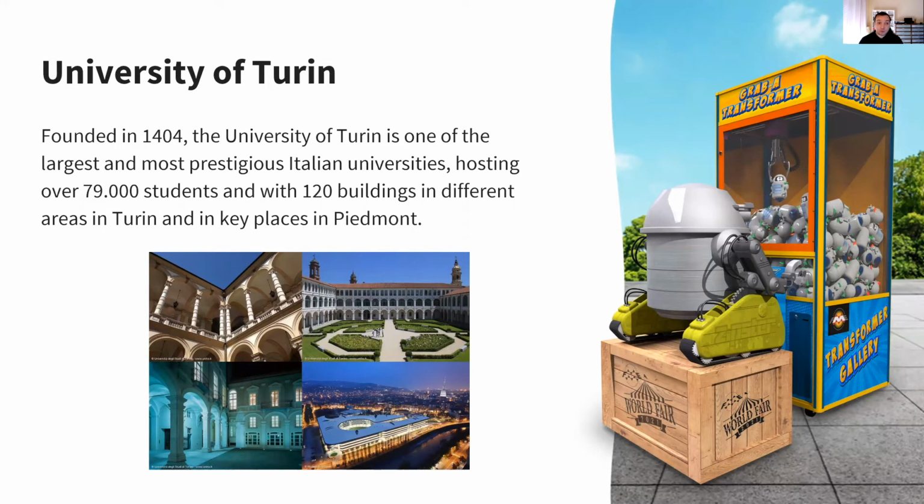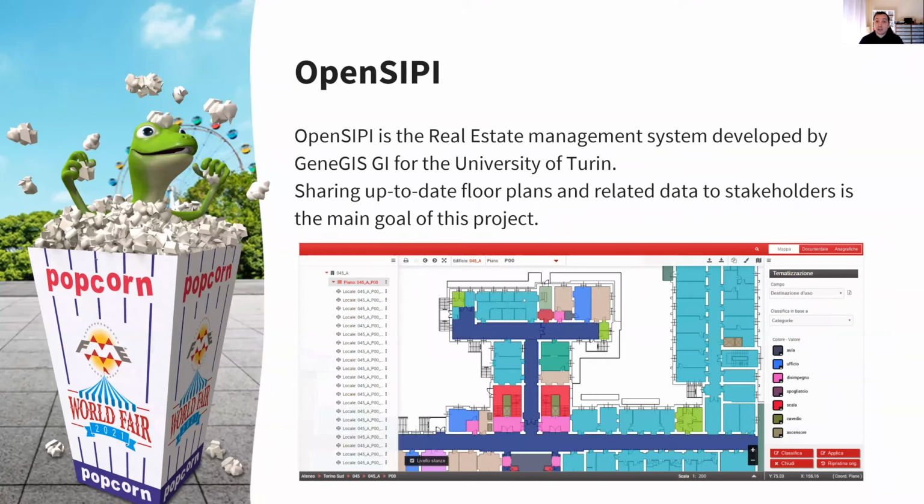The University of Turin is one of the most ancient and prestigious Italian universities, and one of the largest, with more than 100 buildings in Turin and in other key places in Piedmont. OpenCP is the real estate management system developed by Genesis GI for the University of Turin. The scope of this project is to help the back office to maintain, update, and share the floor plans and related data across multiple departments and different users.